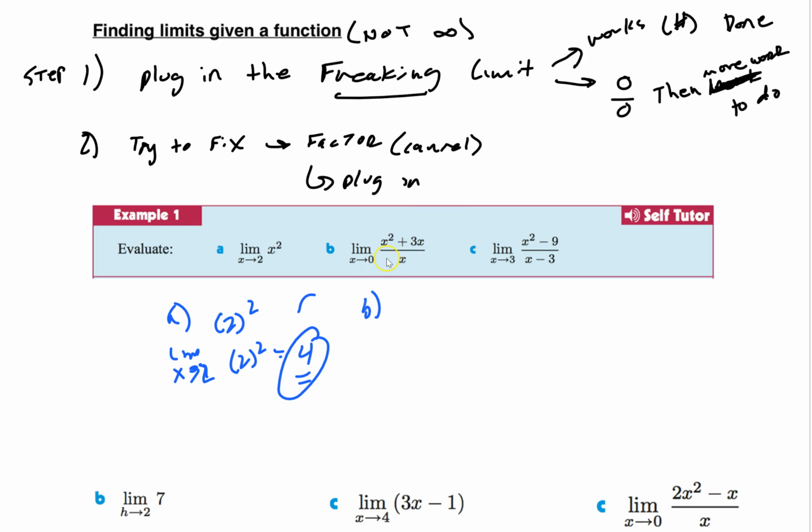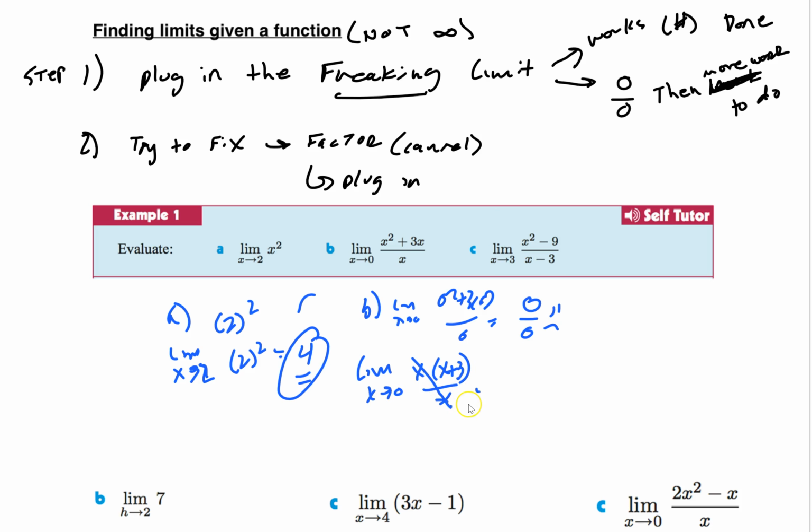B. Plug in 0. So the limit as x approaches 0 is just technical: 0 squared plus 3 times 0 over 0. And sadly, I'm going to get 0 over 0. 0 is a good answer, but 0 over 0 is bad. I got to work. I got to fix this. Remember, we're in IB. The only thing you have to worry about fixing is factoring. Notice the top both have an x. So let's write this. Limit as x approaches 0. Factor out the x from the top: x plus 3 over x. These cancel, because that would be a hole in the graph. And now you can plug it in.